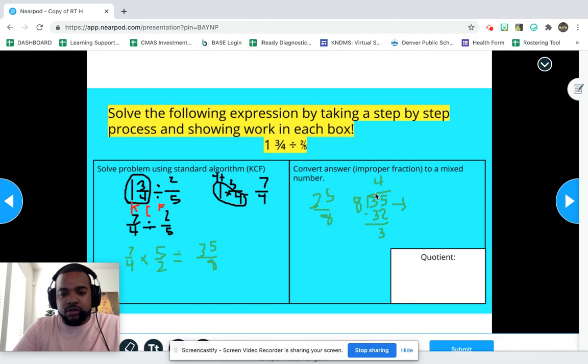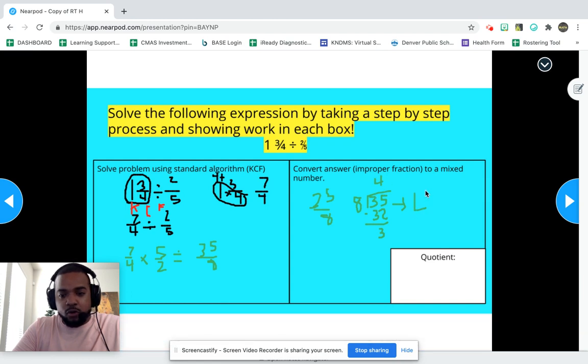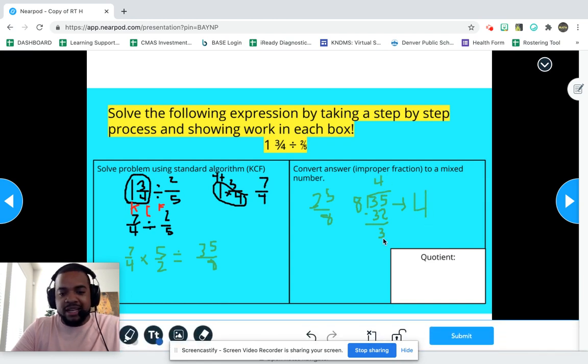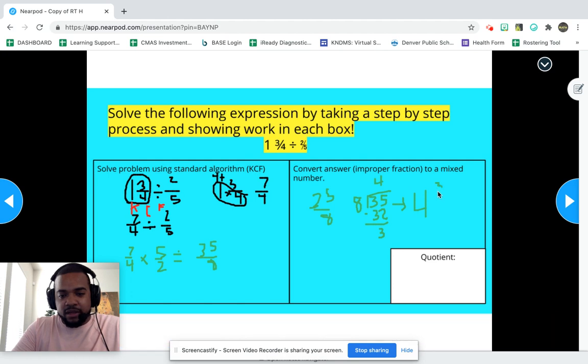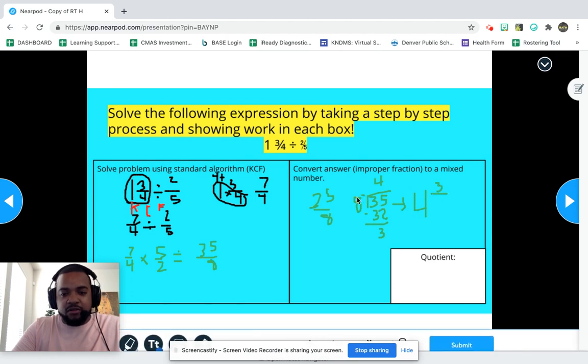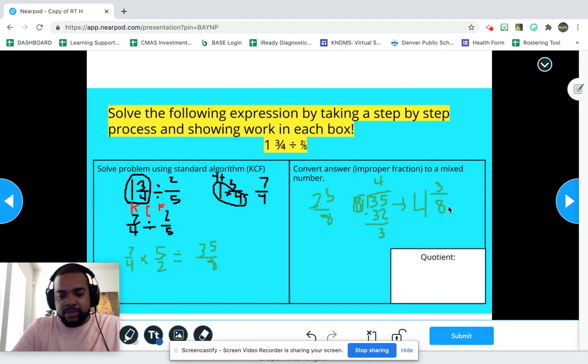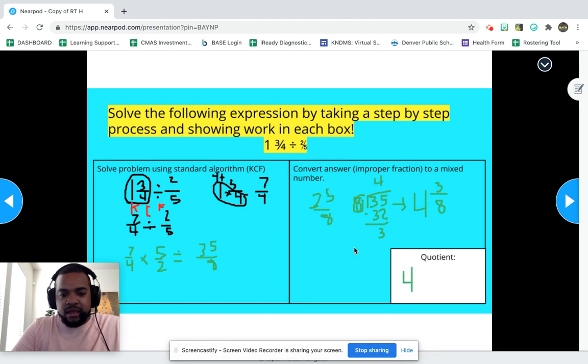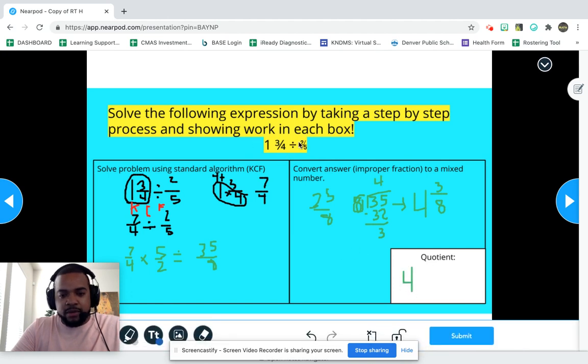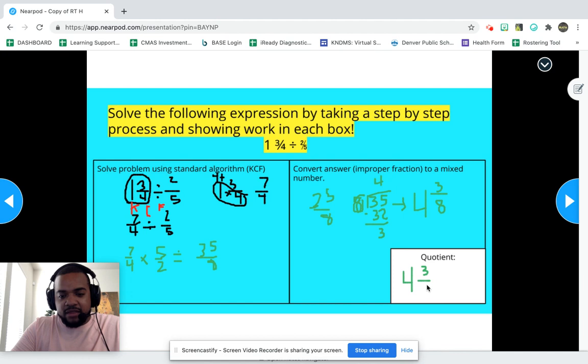My quotient, or however many groups I made, 4 whole groups. That's my whole number. How many did I have left? Well, I had 3 left. That becomes my numerator. Out of the 8 that I needed, so the 8 stays the same. I still need to have 8 to make a whole. So that's why it stays in my denominator. So my actual answer is, when I divide 1 3/4 divided by 2/5, I have 4 whole groups and 3/8 as an answer.